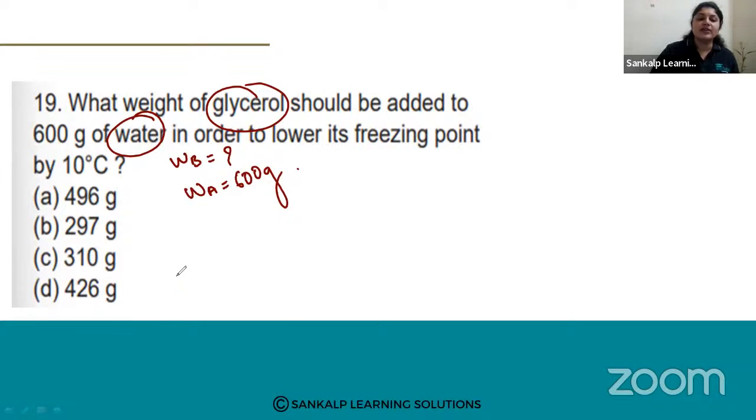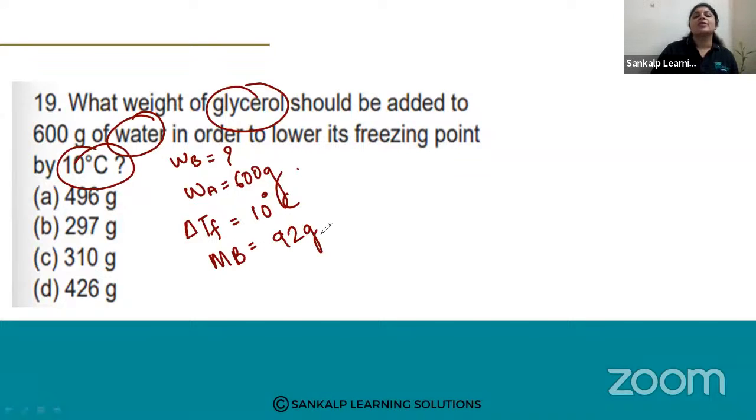So WA is given, WB we have to find out. Then they have given 10 degrees Celsius, which is delta TF. Delta TF is 10 degrees Celsius. Then we know the molecular mass of glycerol is 92 grams per mole. So the molecular weight is 92 grams.